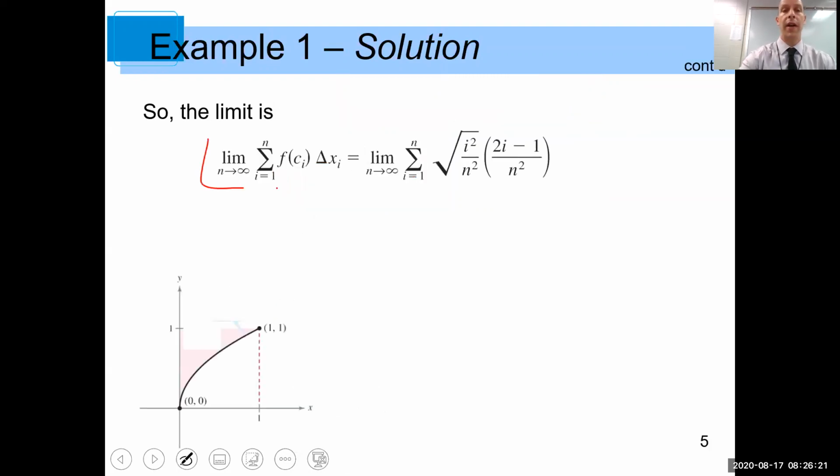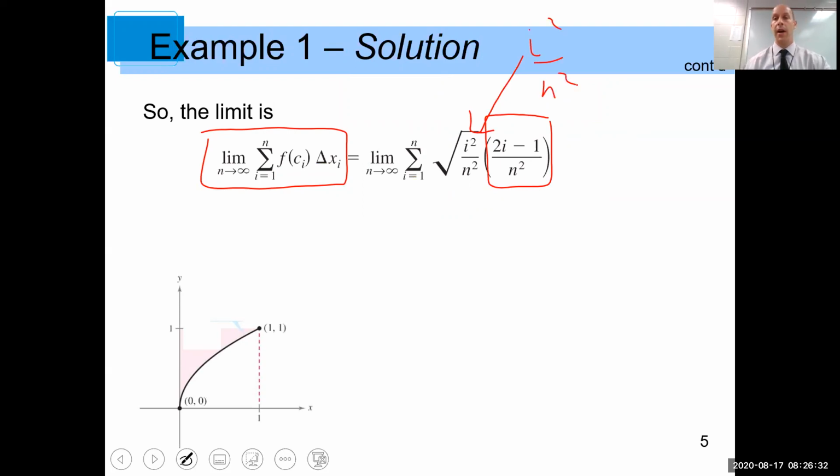Now we can plug that information into our problem. This is the result from the previous slide. Here's our x sub i. We are plugging in i squared over n squared. And you might be asking yourself, why is it i squared over n squared? Remember, we're dealing with the square root function here. This is a more complicated example than the linear ones we did last year.